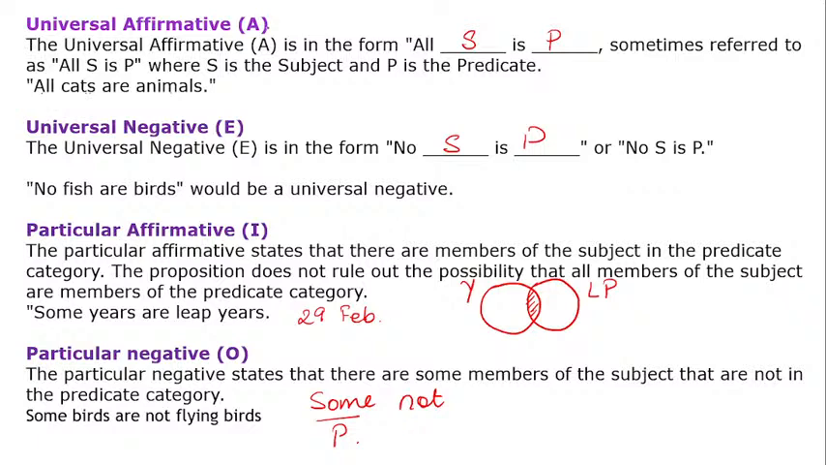So we have given some names to these propositions, students. Universal affirmative is called A. English has five vowels: A, E, I, O, U. We will not take U here. We have taken A, E, I, and O. So A means it is the universal affirmative. If somebody asks which type of proposition A is, you will say A is a universal affirmative proposition. E is the universal negative proposition. I is particular affirmative and O is particular negative.